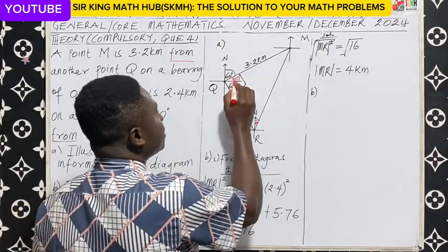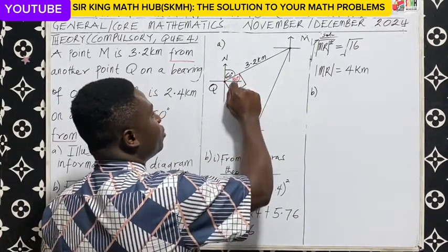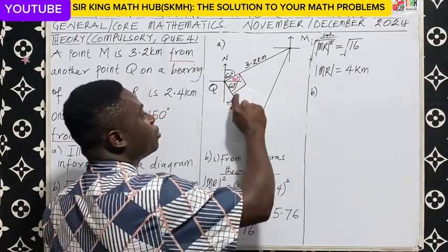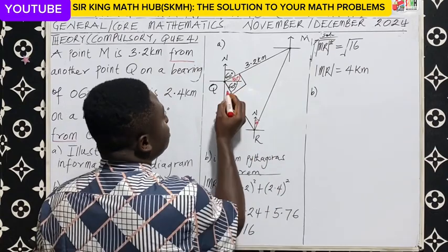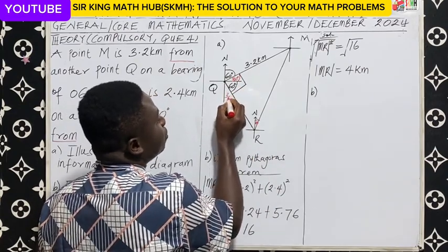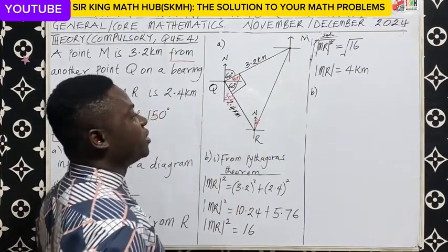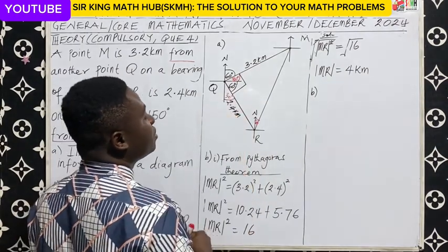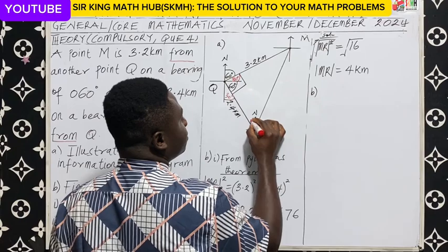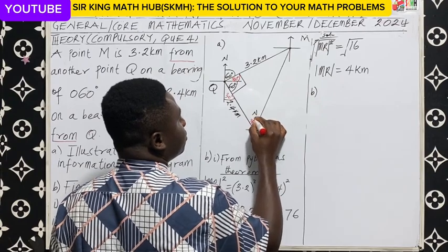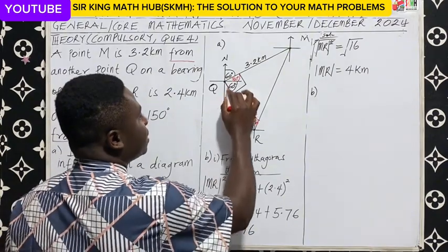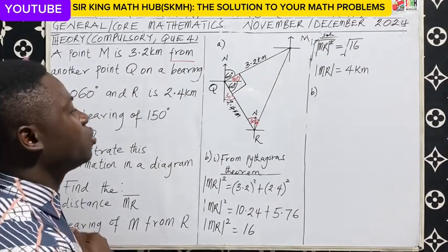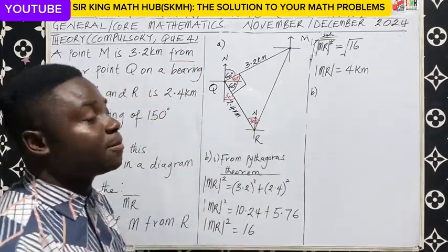Now, there is also a quadrant, as you can see. You know that the total measure of a quadrant is 90 degrees. So this quadrant has been divided into two. One part measuring 60 degrees. So the remaining angle will measure 30 degrees. Don't forget that angle 30 alternates with this angle. So they are alternating. And we know that alternating angles are equal. So let's calculate the value of theta.